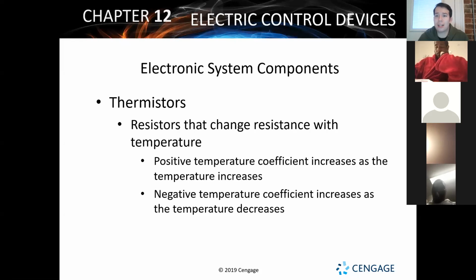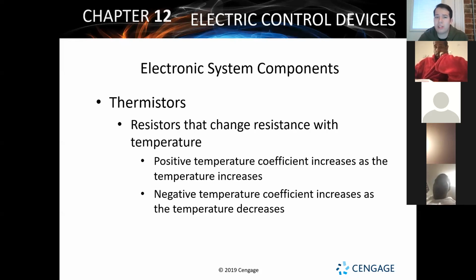This is used a lot of times in commercial applications, but I've seen it in a lot of homes as well. Residences are getting more and more zone controls and dampers and thermistors in them. Now, at the bottom of this, it talks about two different types of thermistors as far as the temperature coefficient. The main thing to understand is that a positive temperature coefficient increases as the temperature increases, and a negative temperature coefficient increases as the temperature decreases.